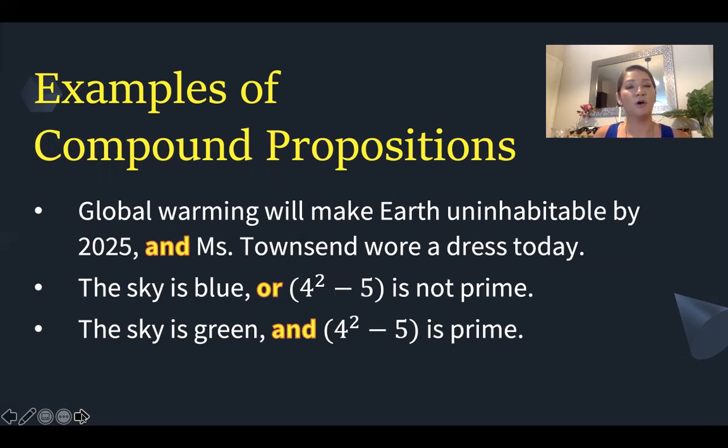Now the truth or falsity of each of these three compound statements depends on the truth or falsity of the original atomic propositions, or simple propositions, that comprise the compound proposition. So this first statement is an and statement, and whether or not it's true or false really depends on whether it's true that global warming will make Earth uninhabitable by 2025 and whether it's true that I wore a dress today. The same is true for the second one and the third one.